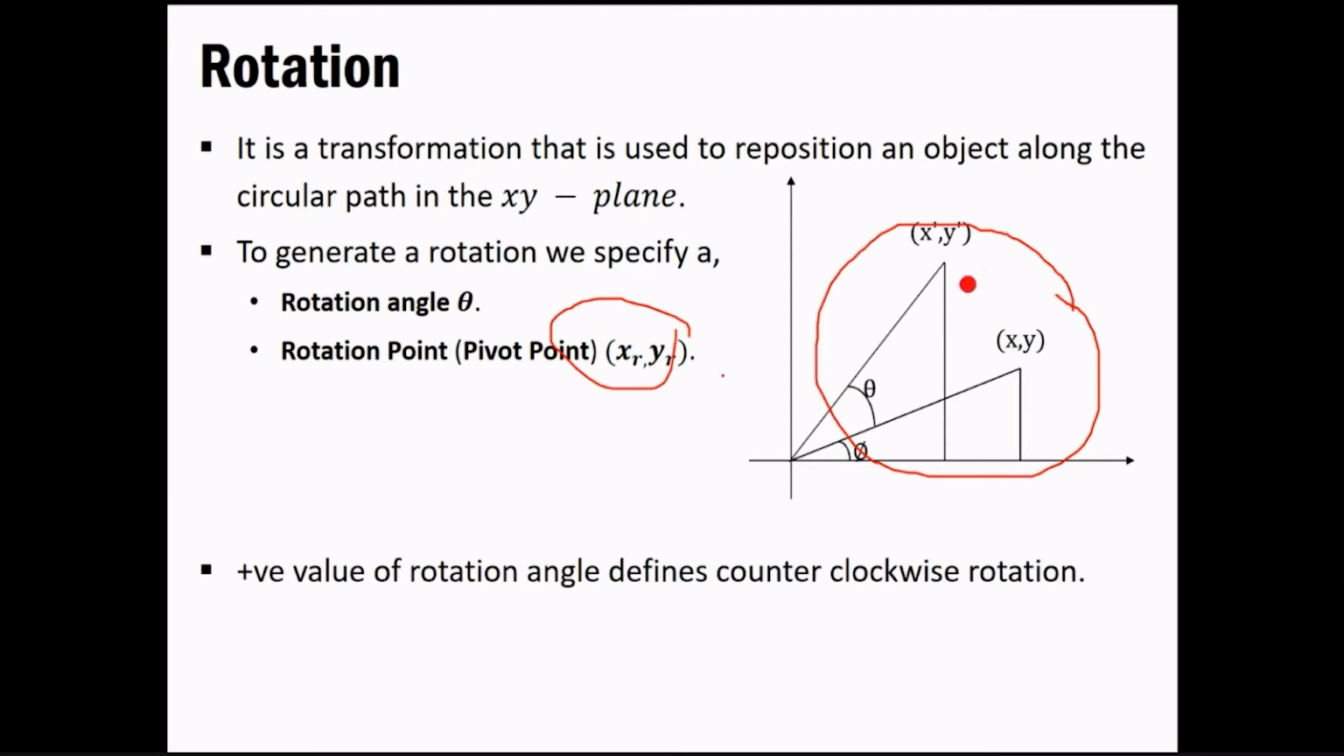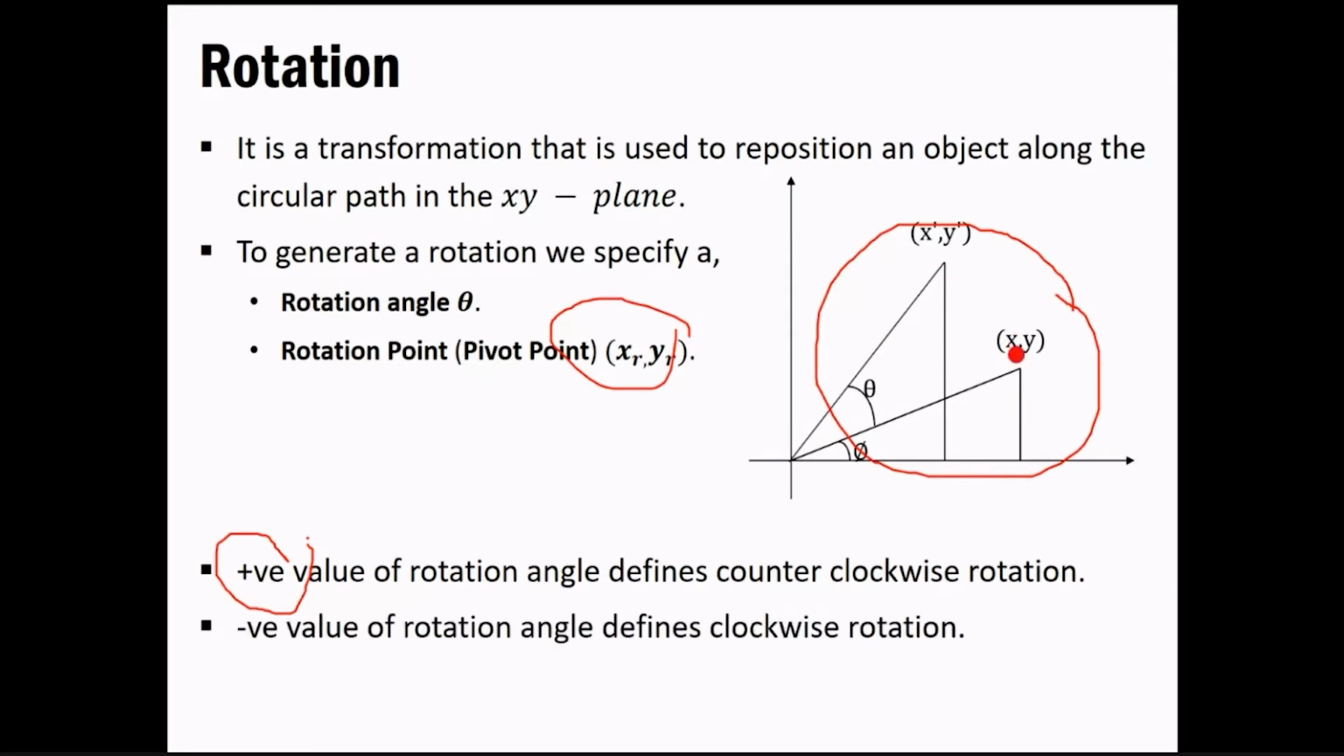Now a few things you have to remember for the rotation. Over here we have that a positive value of rotation angle defines counterclockwise rotation. Okay, so what you have to do is analyze the question that is given to you, and if it says that you have to rotate it in the clockwise direction, then you have to take a negative value, and if it says that you have to rotate it in the counterclockwise direction, then you have to take the positive value of theta. Okay, so two conditions you have to consider, keep this in mind, that would be helpful to you.